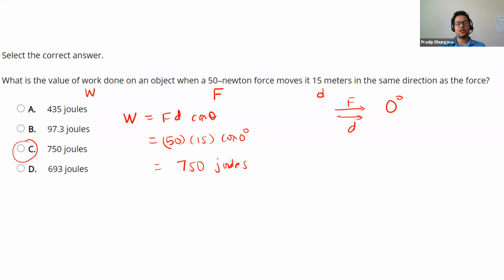At first we used the formula, and the angle was 0 degrees because the force and displacement have the same direction. Then we substituted the values of force and displacement and calculated that value, which is 750 joules. I'll pause here for some time. If you have any questions, please let me know, and you can ask in chat as well. And these are the questions from your mastery test.